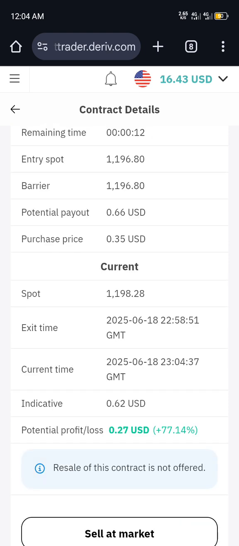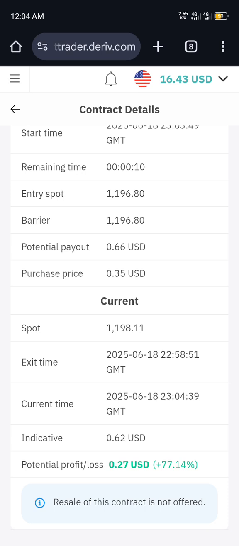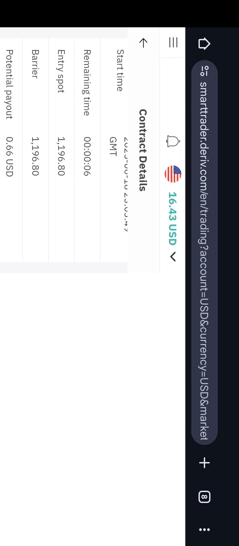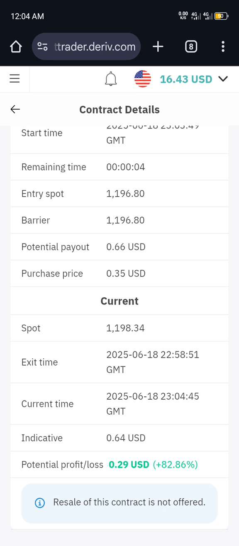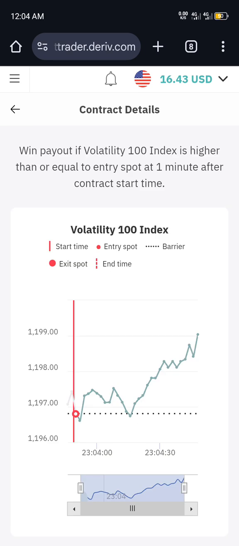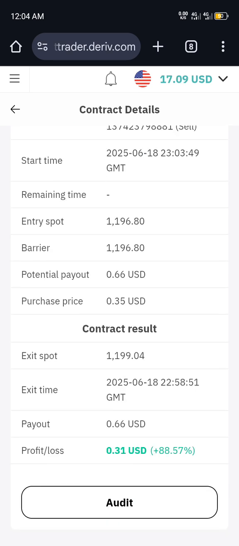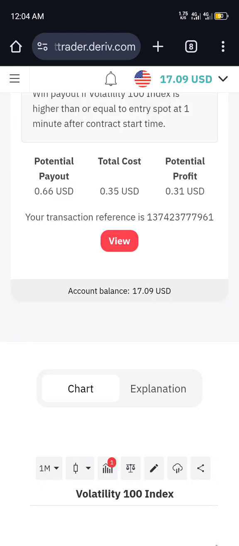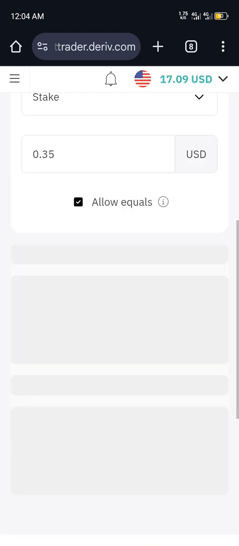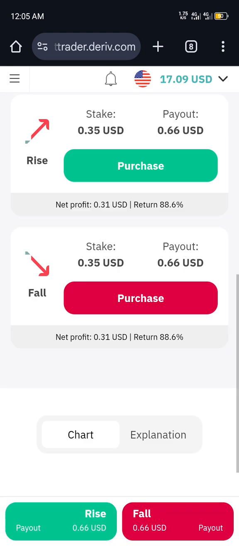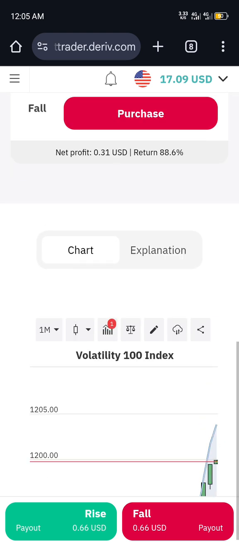I'm trying to resell, but the contract is not offered for resale. It's less than 14 seconds, so I have to allow it to run to the end, which will be in my favor, and that's a success. You see our account now is $17.09. You see we just have $2.03 on top of it right away, and we are still building.